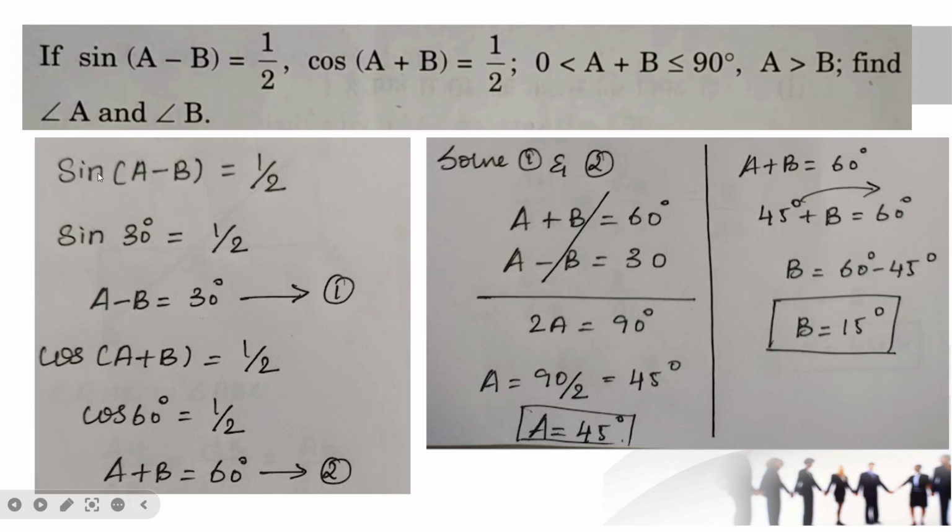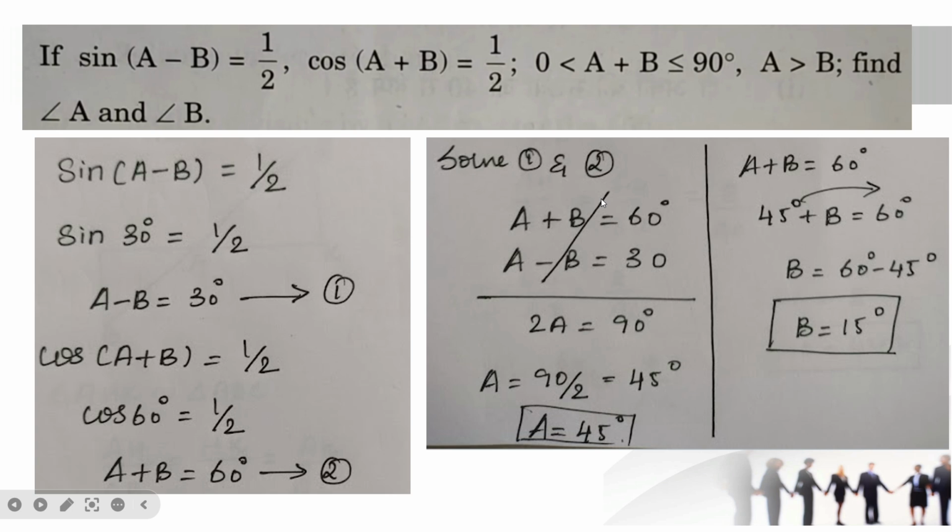In the question they have given sine A minus B is 1 by 2. So comparing this, we could say A minus B is 30, right? When sine is 1 by 2, it is 30. So A minus B is 30 degree. When cos is 1 by 2, the angle is 60 degree. So A plus B is 60 degree. So let's consider this as first equation, this as second equation, and solve them. A plus B equal to 60, A minus B equal to 30.